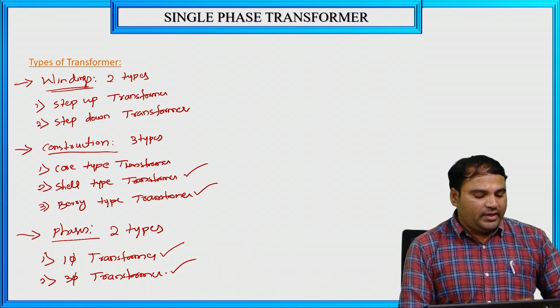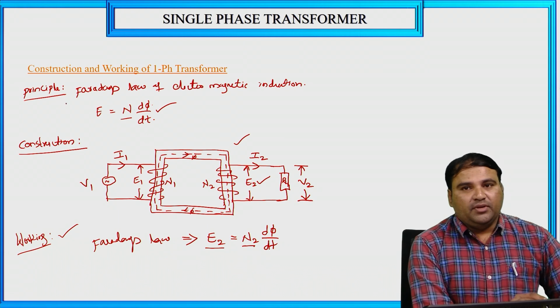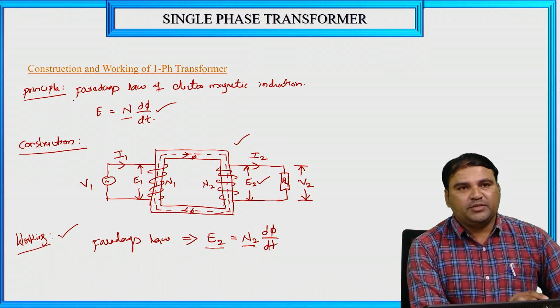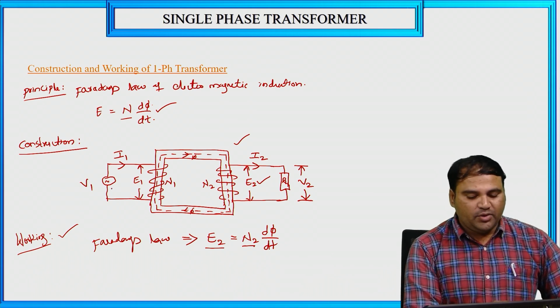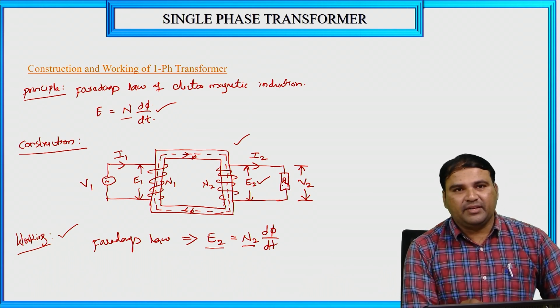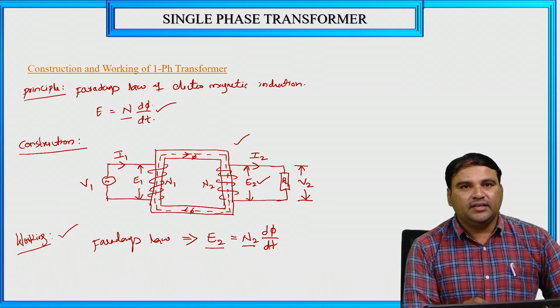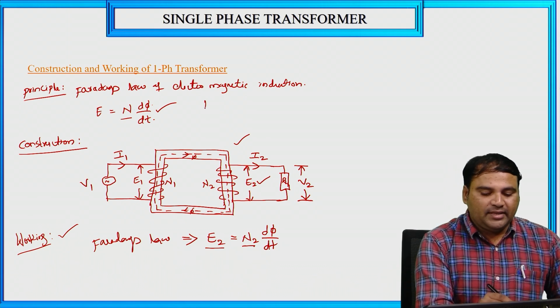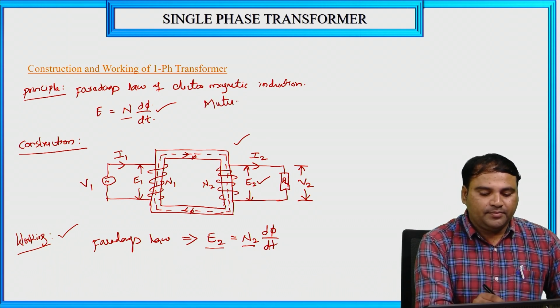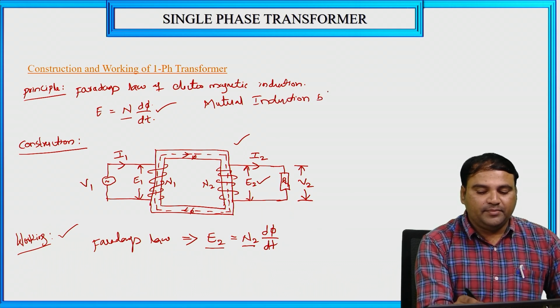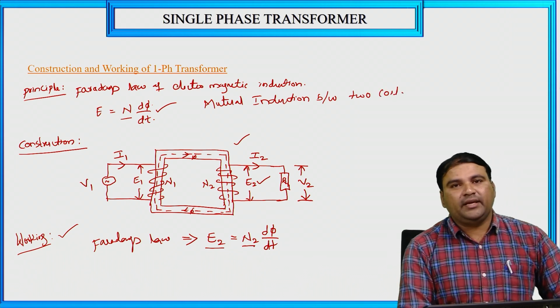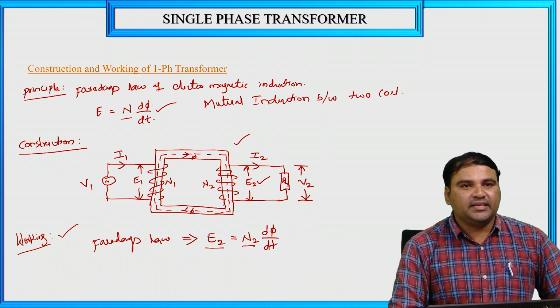Okay, so mainly the principle. What is the principle of the transformer here? The principle of the transformer is, it is a static device. The electrical power is transferred from one circuit to another circuit without changing its frequency. That is according to Faraday's law of electromagnetic induction, that is the mutual induction between the two coils. So here, according to Faraday's law, the EMF equation is given as E equal to N into d phi by dt.